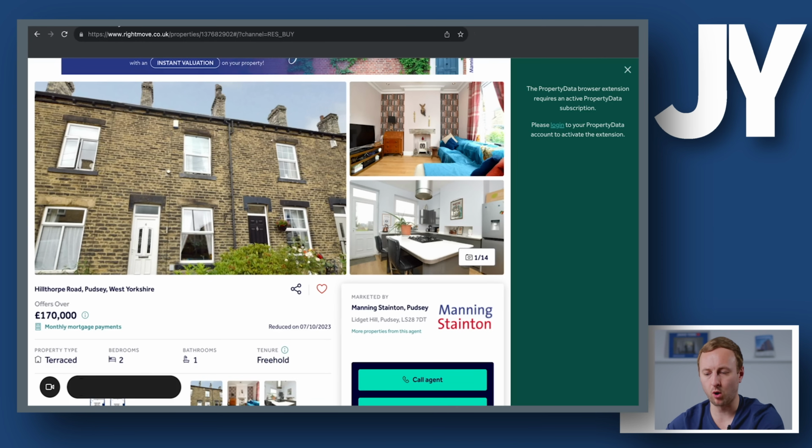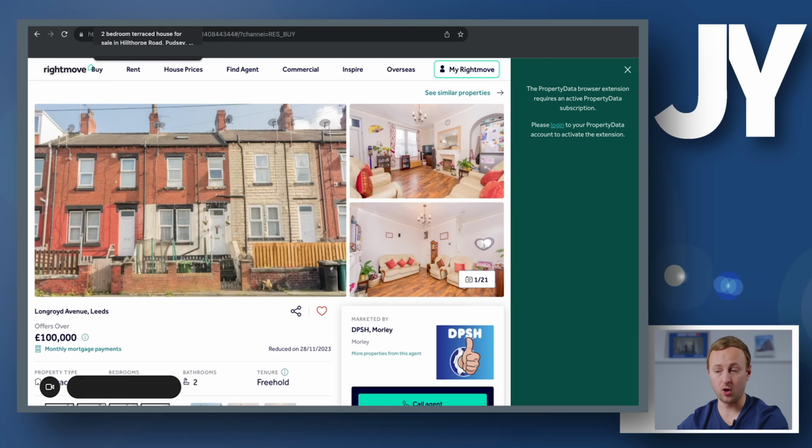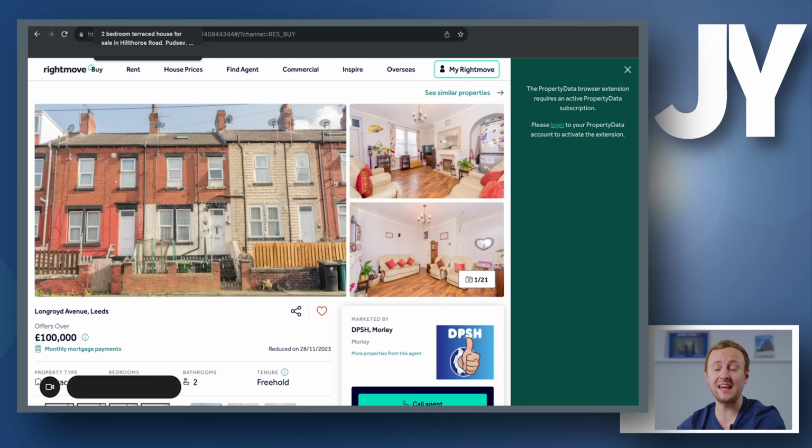So we've got these two properties. One is in Pudsey in West Yorkshire and one is in Leeds on Longroyd Avenue, which is in Beeston. The reason I would have been given these is that these are areas that we invest in. So both of them are fairly decent areas.